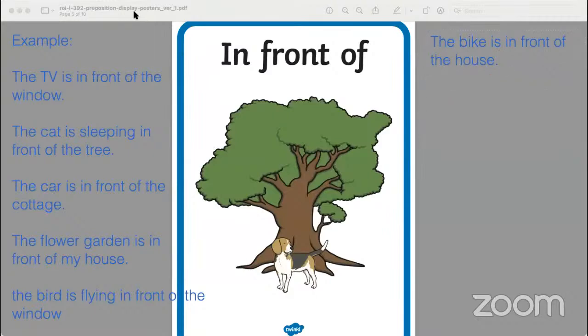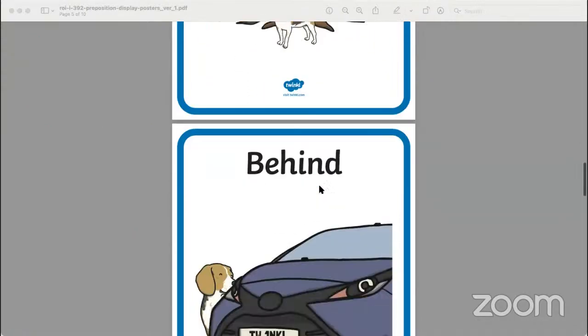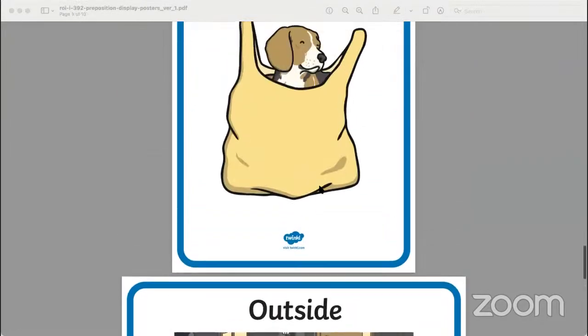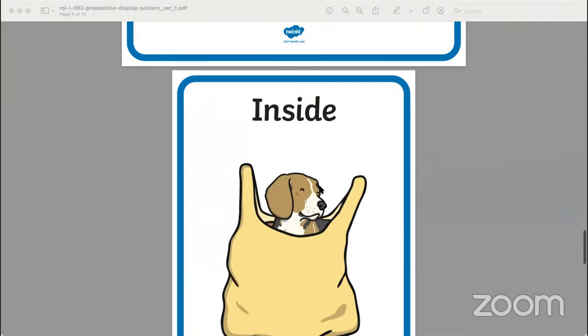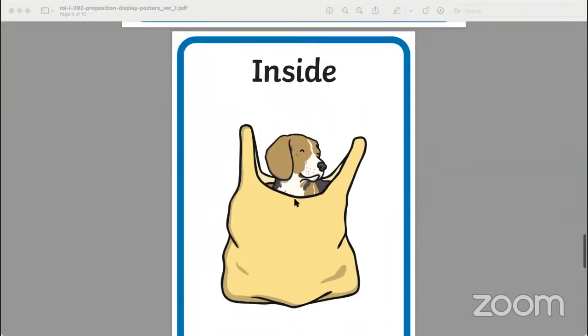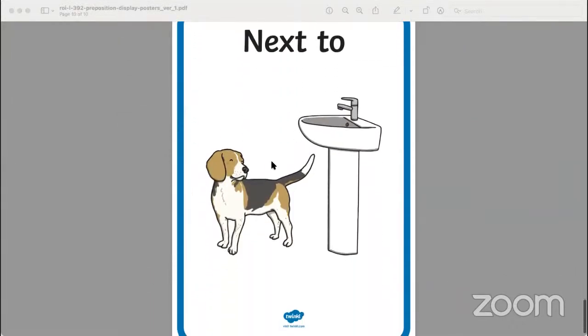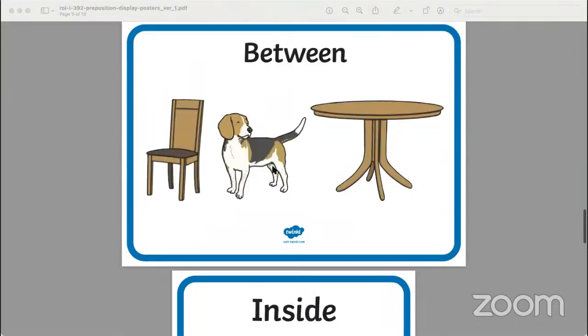Well done, guys. So what you're going to be doing for homework is I've shared this file in the grammar and English chat. I want you to look at the following pictures and first write a sentence about the picture. So here the dog is inside the bag. And then the dog is outside the house. The dog is next to the sink.